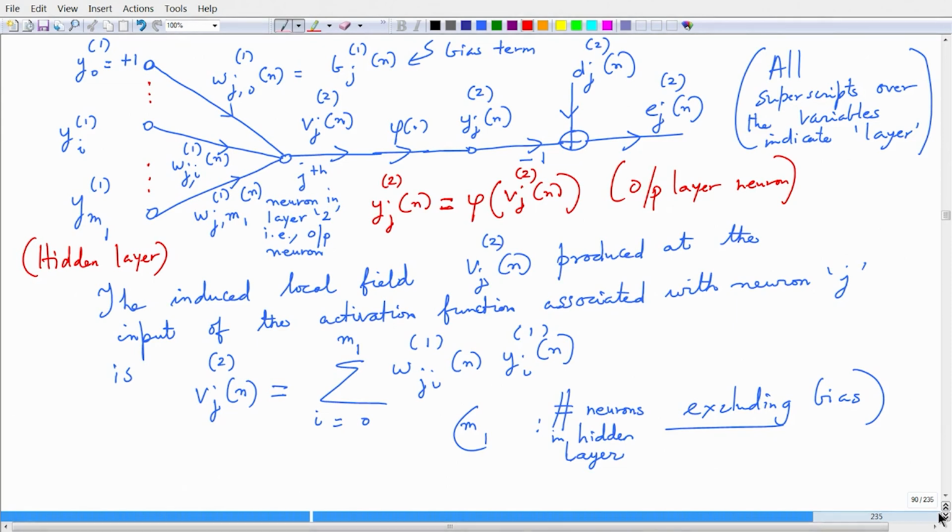Now we have these inputs in the hidden layer, they are basically the function signals, y0 of 1 which is plus 1. Again, to note, our superscripts over all the variables indicate the layer number, just to recall, and the subscript is basically the coordinate number.